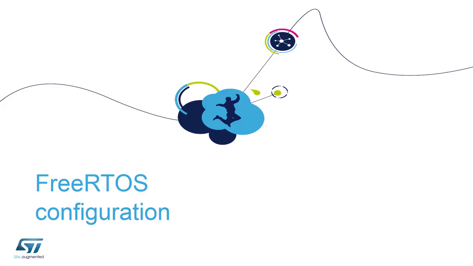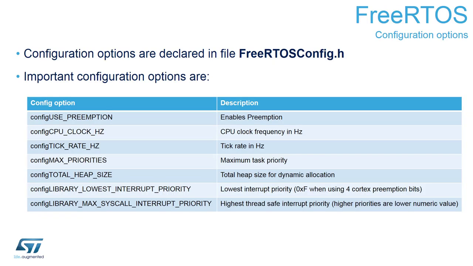Within this part, we will discuss a bit about FreeRTOS configuration. Most of the configuration parameters are set within the FreeRTOSConfig.h file. It is a source file which is one of the key components of the operating system, and those components are completely independent of the platform. The most important parameters you can see right now on the screen.